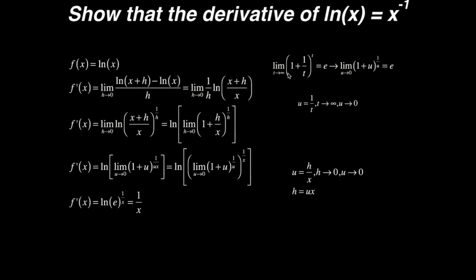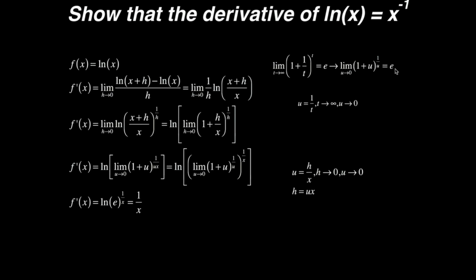I'm letting t go to infinity, so if I evaluate this expression, u equals 1 over t, at infinity t is infinity, so 1 over infinity is 0. So as t approaches infinity, u should approach 0. So I can actually change the limits to u approaching 0, and since all I did was a u substitution and I accounted for all the variables, this limit is still equal to e.